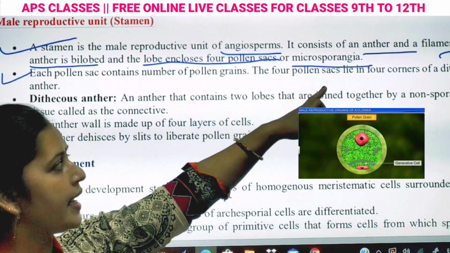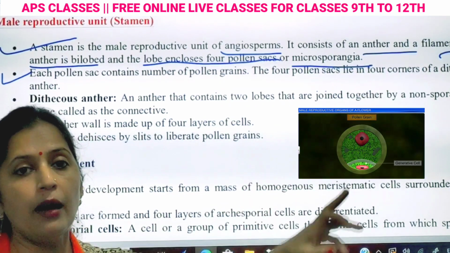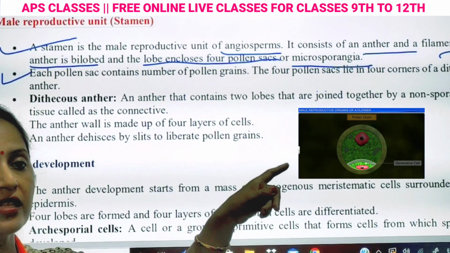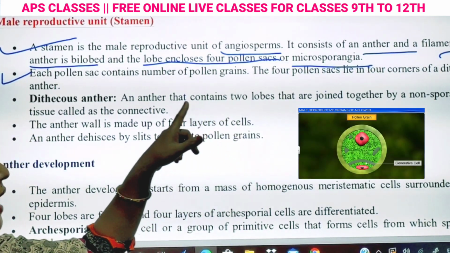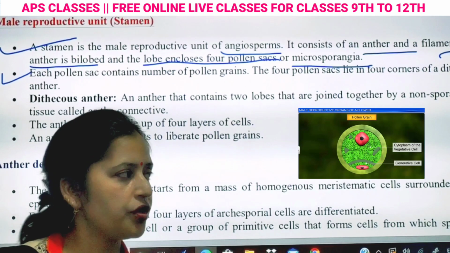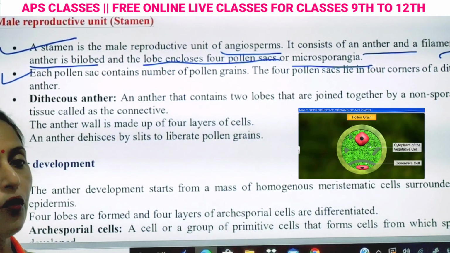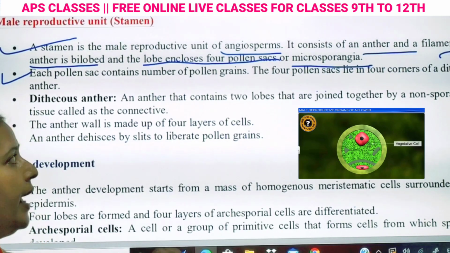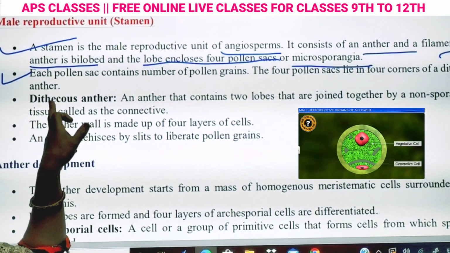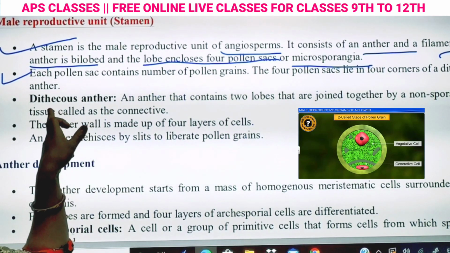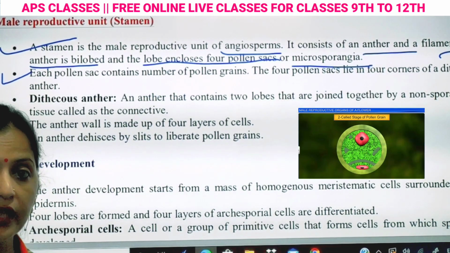The 4 pollen sacs lie in 4 corners. अब जो 4 हमारे pollen sacs हैं, that lie in the 4 corners of the dithecous anther. वो कहाँ होंगे आपके? Dithecous anther में. That means 4 pollen sacs lie in the 4 corners of the dithecous anther. And what do you mean by dithecous anther? उसके लिए आपको ये भी पता होना चाहिए कि dithecous anther होता क्या है.